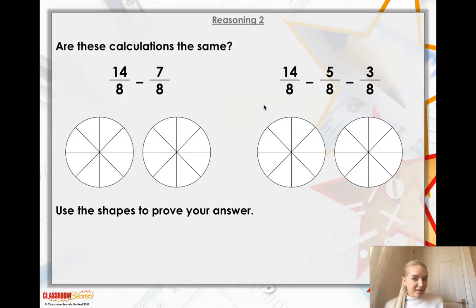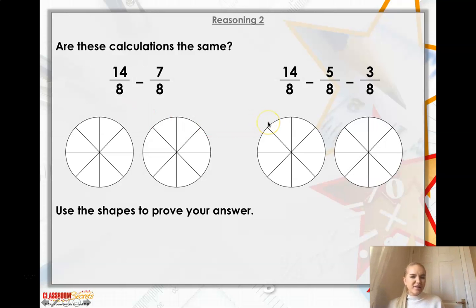Now, last question now, are these calculations the same? Now, ignore these shapes. I think they're very confusing and we haven't done a lot of work on them. What we are going to do is use our knowledge of how to subtract fractions to prove our answer. Now, what is 14/8 subtract 7/8? Can you pause the video and work that out either in your head or using the bar model, please? Off you go. Okay, did you work out that 14/8 subtract 7/8 is 7/8? Well done if you did.